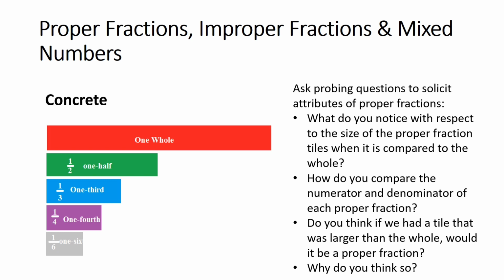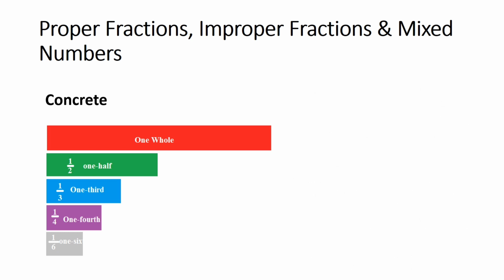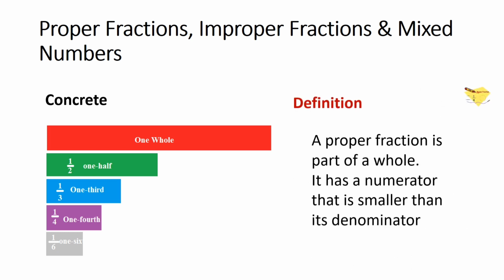In answering the first question, the students will notice that the whole is larger in size than the unit tiles. Also, the answer to the second question would give the students an understanding that the numerator of a proper fraction is less than the denominator of a proper fraction. Just these two attributes can give you the definition of a proper fraction. That is, it is part of a whole and it has a numerator that is less than the denominator.